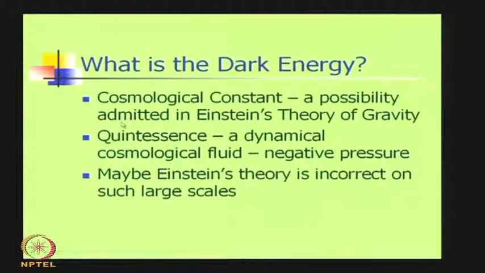Okay. The other possibility is that you can have scalar fields which fill our universe. They go by a variety of names, one of them is quintessence. So here, in the cosmological constant case, it is a constant, but here the dark energy is something which is dynamical, it is a cosmological fluid. Just like you have matter spread out all over the universe, you also have another kind of fluid which is spread out all over the universe, which has got negative pressure.